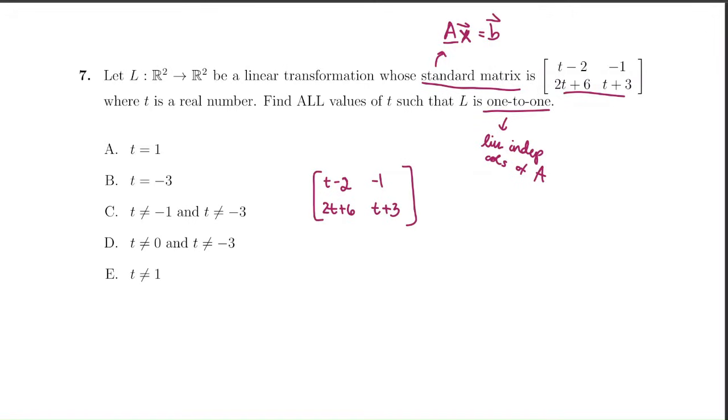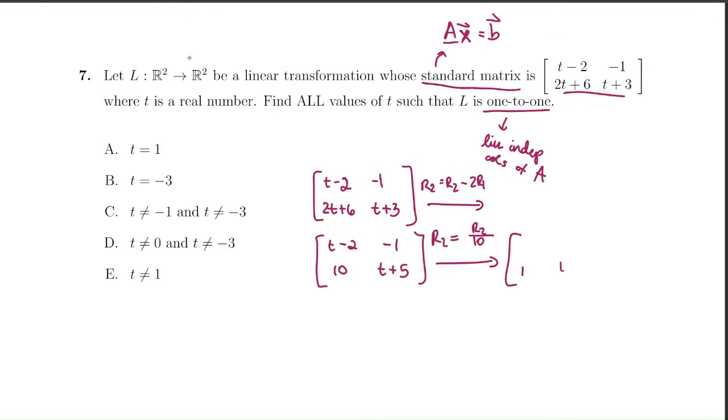So one way to do this is you could just start row reduction. We could set row 2 equal to row 2 minus 2 row 1. And this gives us T minus 2, negative 1, 10, T plus 5. Then let's divide by 10, so row 2 equals row 2 over 10: 1, T plus 5 over 10.